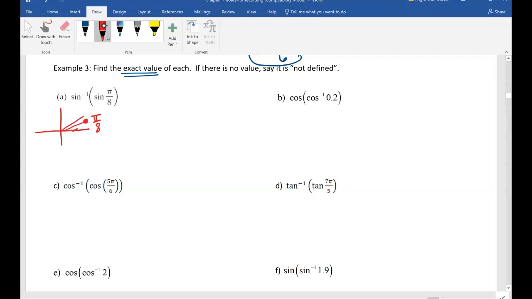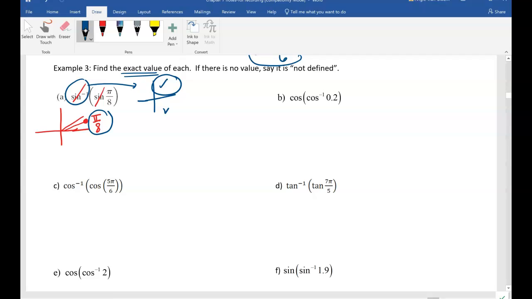Well, because pi over 8 is in quad 1, sine and sine inverse could cancel, and here's why. Sine inverse is the outer component, meaning it's restricted to quads 1 and 4. Since pi over 8 is in the restriction, then you can cancel out its regular and its inverse to give you your angle. Okay, so final answer is pi over 8.